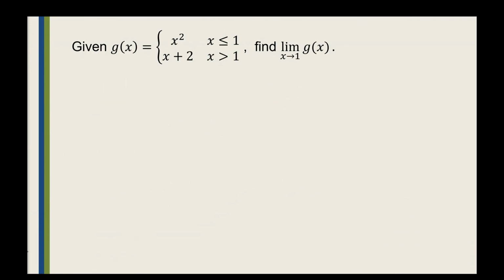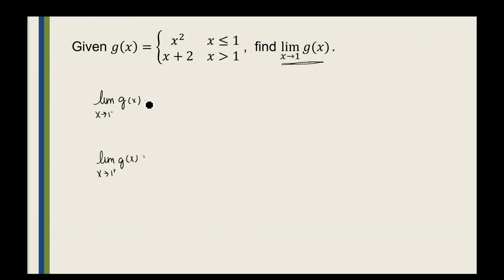So here we are given the piecewise function g of x equals x squared when x is less than or equal to 1, and x plus 2 when x is greater than 1. And we're asked to find the limit as x approaches 1 of g of x. So notice this function is defined differently on either side of 1. So to evaluate this limit, I am going to start by first finding the limit as x approaches 1 from the left of g of x, and then the limit as x approaches 1 from the right of g of x.